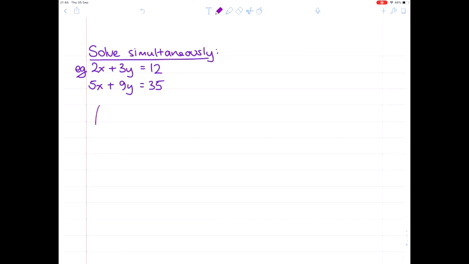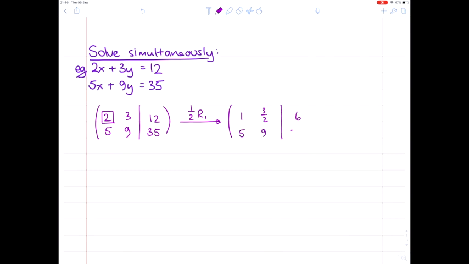So we set up the augmented matrix. And the very first thing we want to do is turn the top left bit into a 1. So we might as well just divide the top row by 2. So we're going to say a half times row 1, which will give us 1, 3 over 2, 6, and 5, 9, 35.